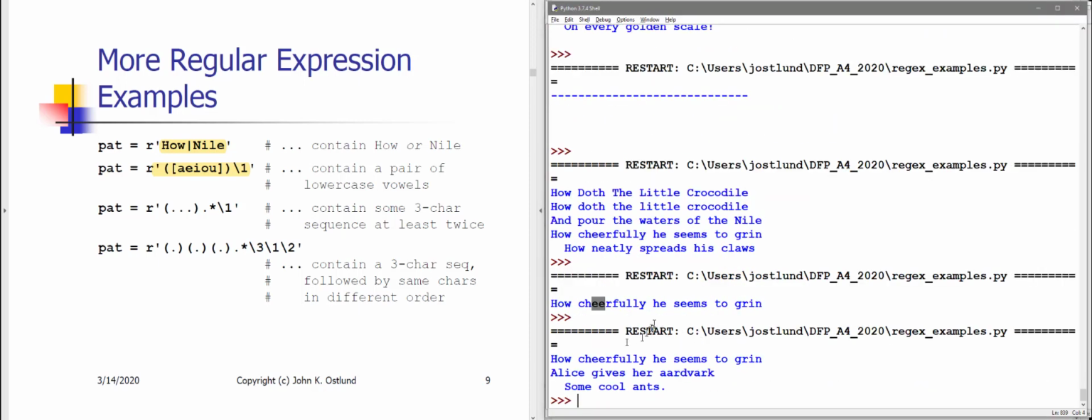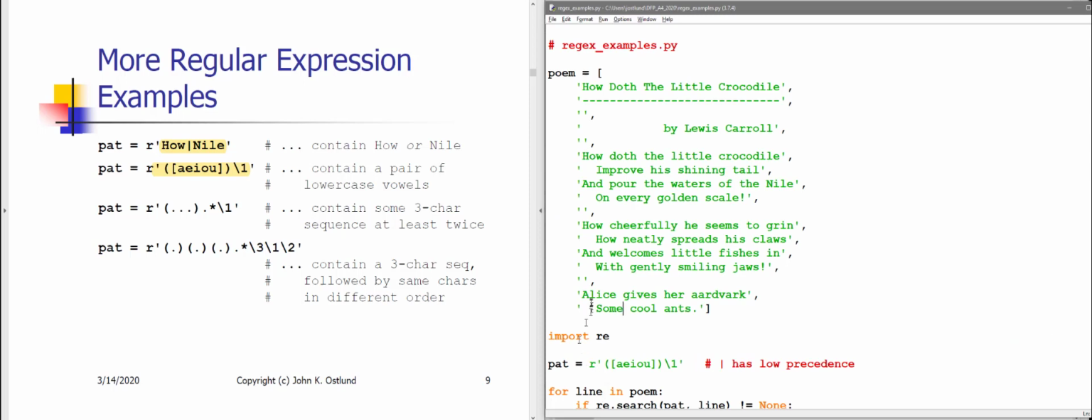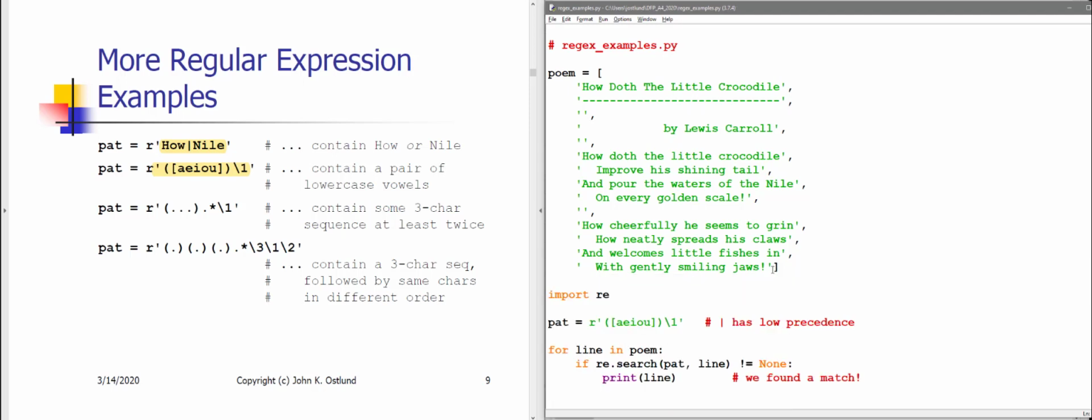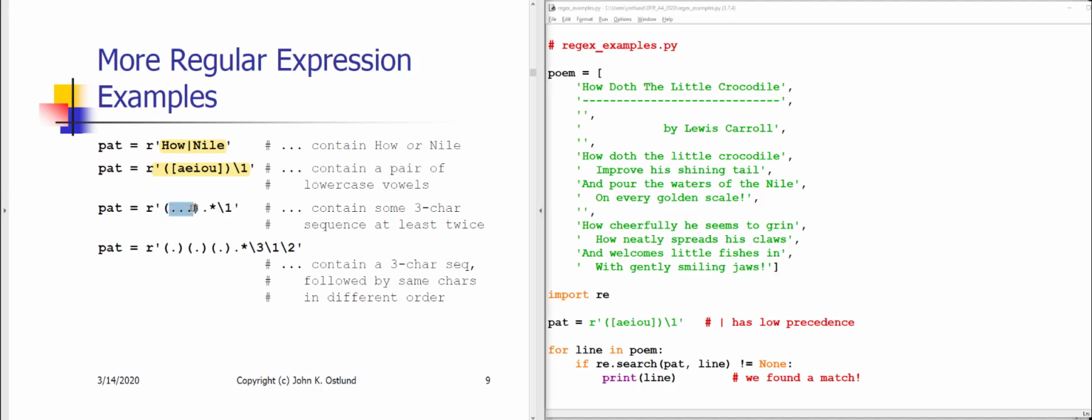And so now I have cheerfully, which is a pair of E's, aardvark, which is a pair of A's, cool, which is a pair of O's, and so on. So that pattern does match two identical side-by-side lowercase vowels. All right, let me repair this poem. I think I've wrecked it quite well enough. Okay, there we go.